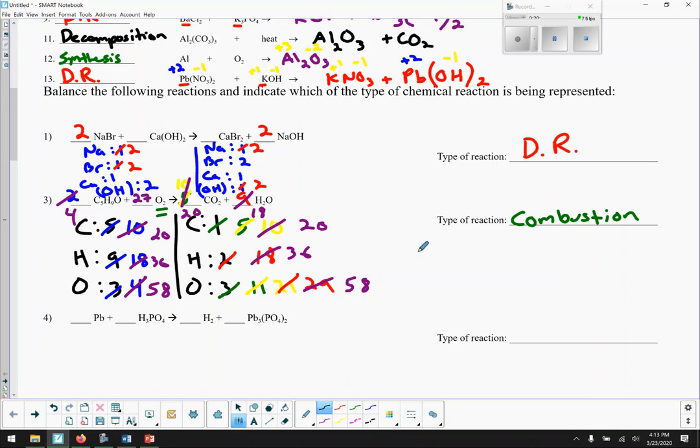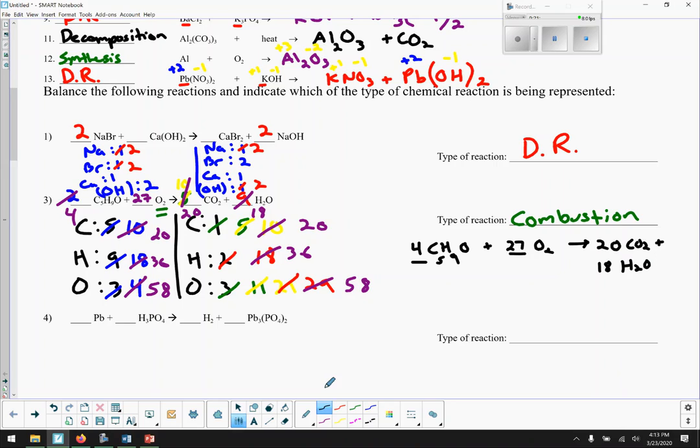So again, I'm going to rewrite this. It's going to be 4 C5H9O, excuse me, C5H9O plus 27 O2s, and that is going to give you 20 CO2s plus 18 H2Os. So that's the final balanced one for there.